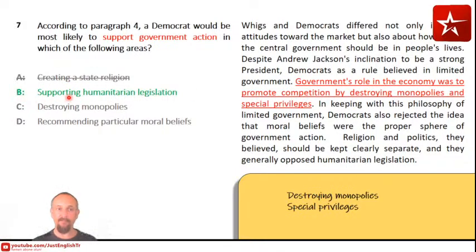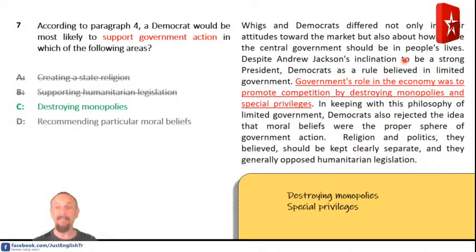Let's have a look at B. Supporting humanitarian legislation. Well, we've got here opposed humanitarian legislation. It's not here, that information. We can already eliminate this just from that. But I just want to show you the main ideas using the keywords here to double check our answers. And it's not going to be correct. Here we're looking at supporting, not opposing.